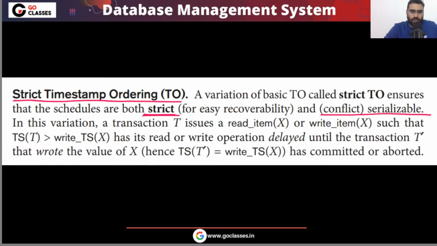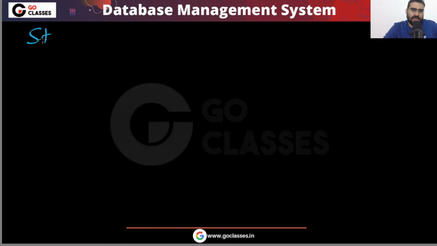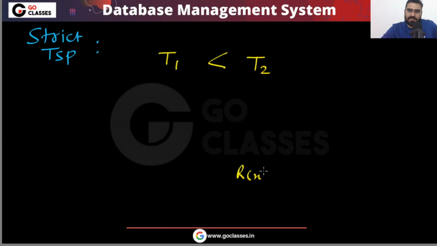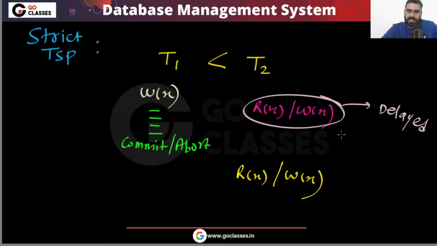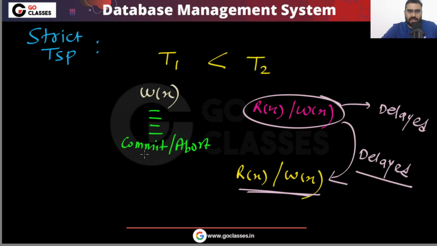So what is the concept? The concept is extremely simple. The strict timestamp protocol says that, let's assume T1 and T2, if you want to read or write item X, which is already written by T1, then you have to wait until T1 commits or aborts. For example, T1 wants to read or write item X, and T2 wants to read or write item X, then T2 will have to wait. At this point this will be delayed until T1 commits or aborts.